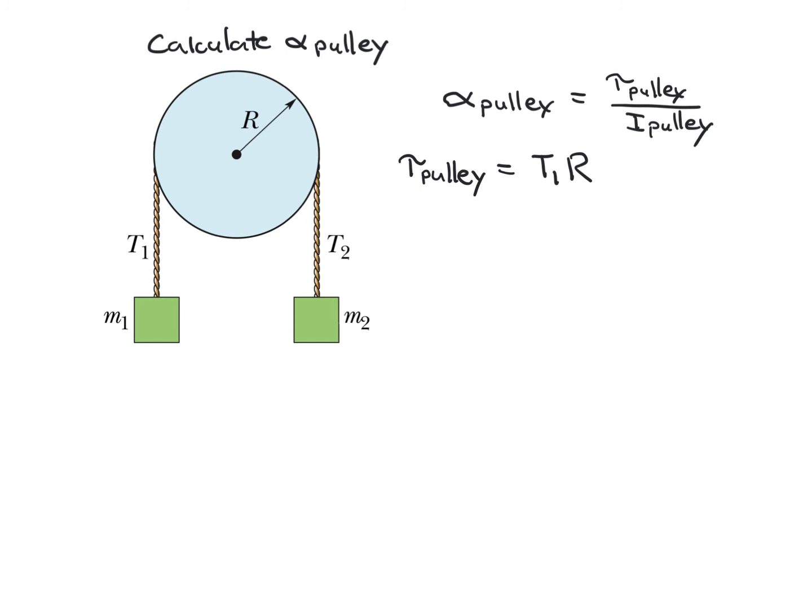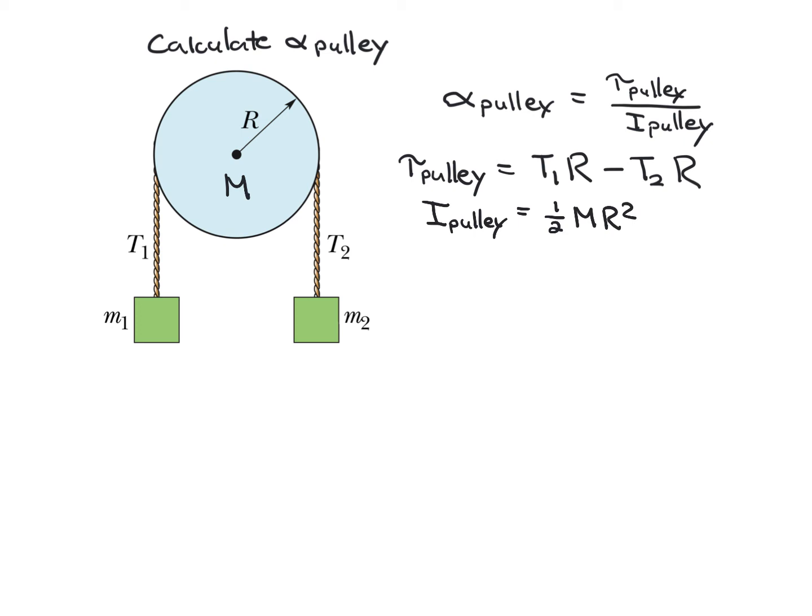The string on the right, T2, is going to result in a torque with a negative sign in front of it, and the torque associated with this tension force T2 is just going to be minus T2 times R. And the rotational inertia of the pulley, that's something you can look up in a table. A disc, we're going to treat the pulley as a disc. And if the pulley has a mass, which we'll call big M, then the rotational inertia of the pulley is just 1/2 Mr squared.